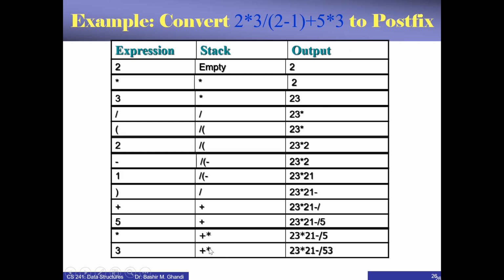So all we have to do now is to pop out anything from the stack and output it. So times will be the one to pop out first, and then the plus. Therefore, your final answer is this: 2 3 times 2 1 minus slash 5 3 times plus. If you go and do this manually, as we did in the other examples, you will see that we get this exactly. Okay, so this is the algorithm that converts infix expression to postfix with the help of stack.